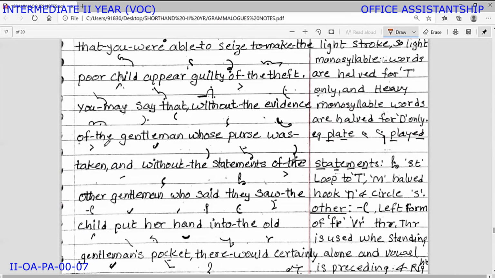Gentleman is J half above the line, okay? And who is a Z half on the line, through the line. Purse, P, and downward R and surface. Here also, pandan is not followed by a vowel, so you can write downward R and add the surface. Whenever final N is there without any vowel, you are going to make use of the hook.